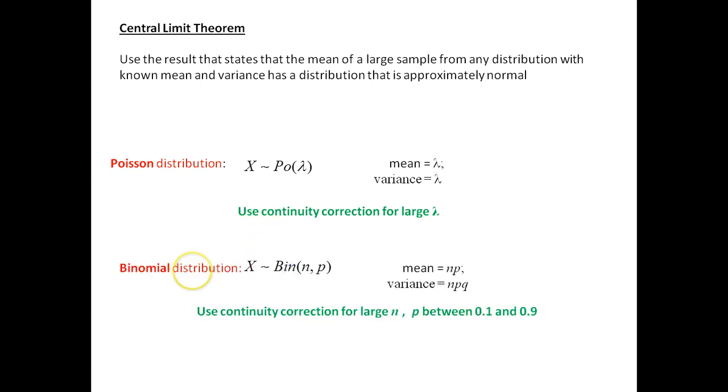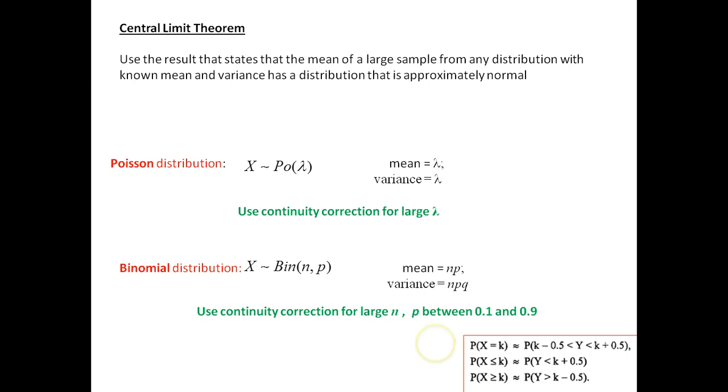Then for a binomial, which has parameters n and p, for large n we would use a normal distribution with mean np and variance npq. p has got to be between 0.1 and 0.9. If p is smaller than 0.1 or larger than 0.9, we would use the Poisson approximation to the binomial.